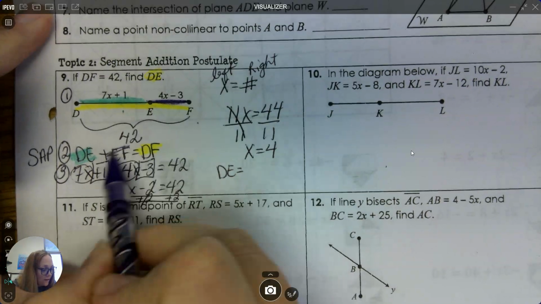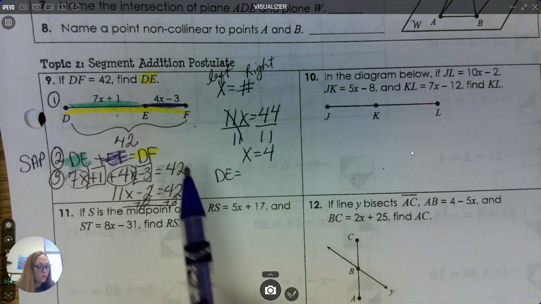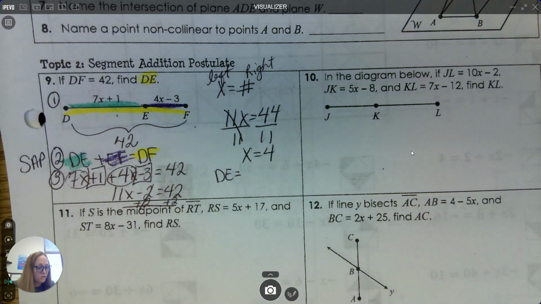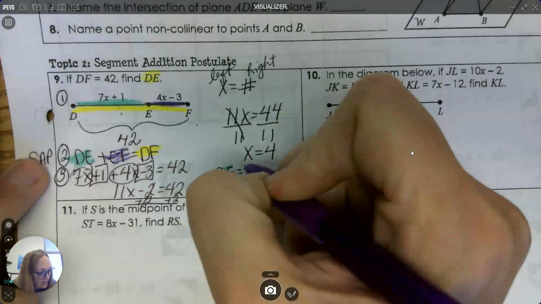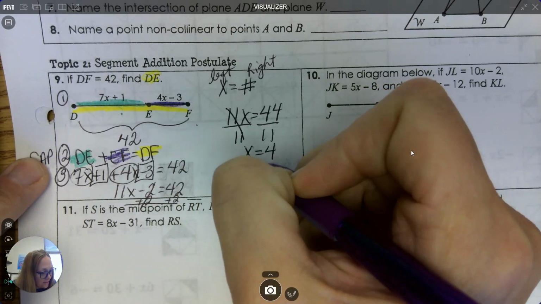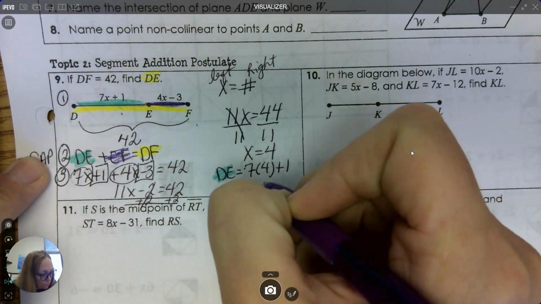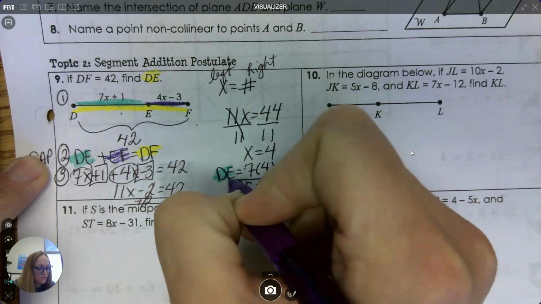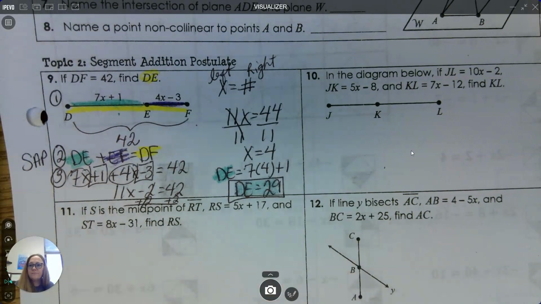And I realized when I went to write DE, I was like, wait a minute, which one of those is DE? So color coding helps. DE is this turquoise color that I'm using, and that is 7x plus 1, but instead of x, I will replace it with my 4, and we find segment DE is 29 units. They don't give us the units, so I'm not stressing too much about that, but there it is.